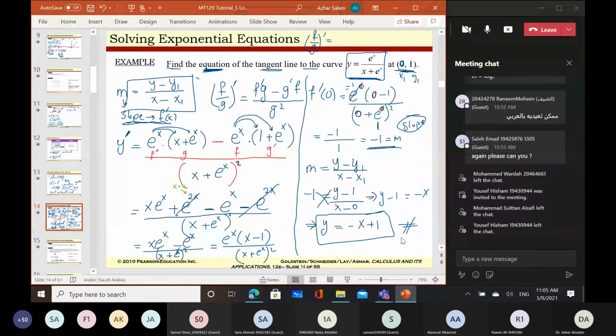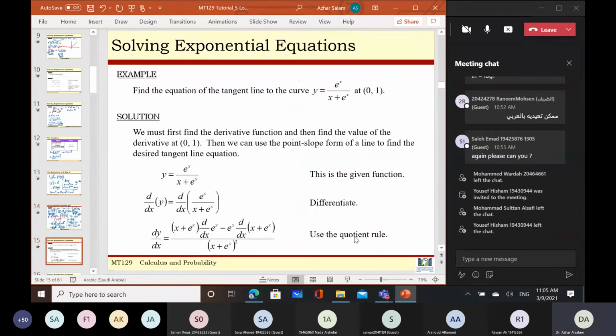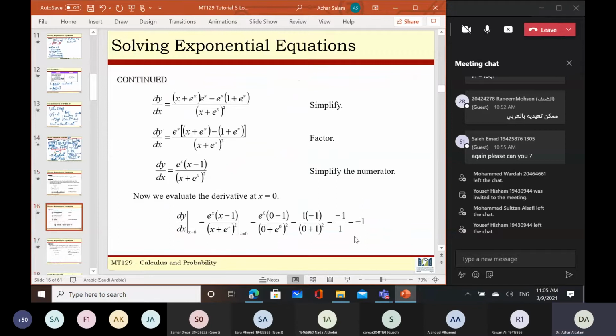واضحة؟ لو كان المطلوب مني فقط find the slope, I can stop here. هذه هي الإجابة المطلوبة. But find the equation, I have to use this equation to find the whole equation for the tangent line. لازم أوجد معادلة الخط المماس. Okay? واضحة؟ Okay. This is the same slope.